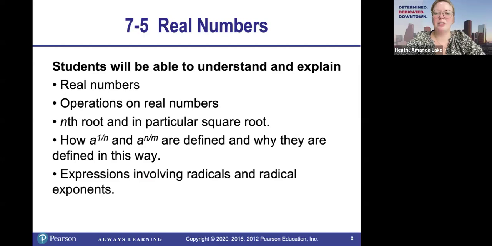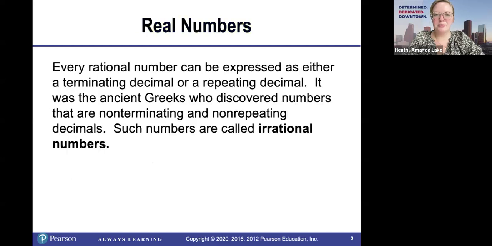So you should be able to understand and explain real numbers, operations on real numbers, nth roots and square roots, how a to the power 1 over n and a to the power n over m are defined and why, and expressions involving radicals and radical exponents, especially solving equations or simplifying expressions involving those.